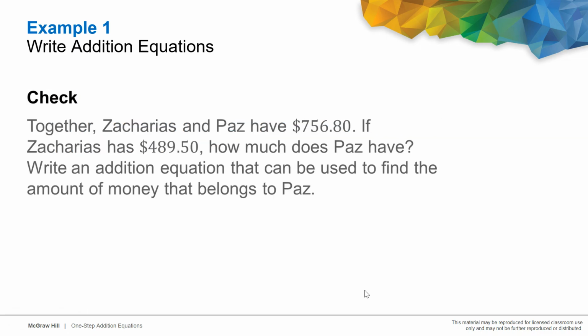So you try it. You're going to try this one. Together, Zacharias and Paz have $756.80. If Zacharias has $489.50, how much does Paz have?